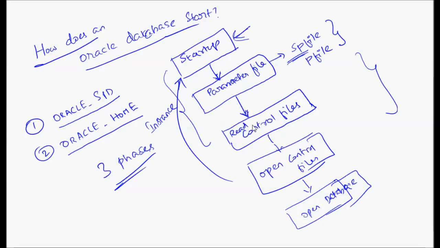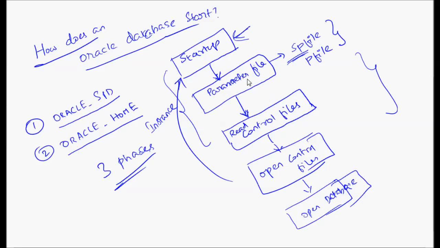Okay. So now it read the control files. Now we need to read the database files, open the database files. So the control files tell the startup process the locations and other properties of the database files, using which it's able to go and open the database.